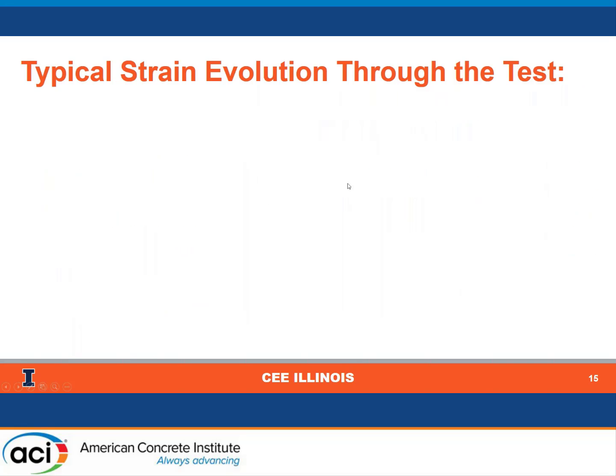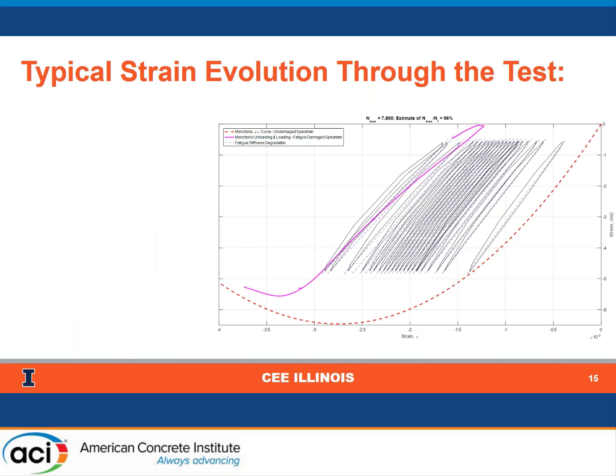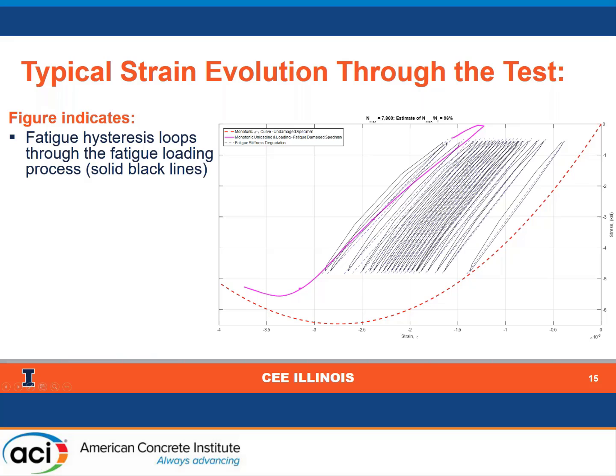With this, let's look at some results. We were obtaining strains throughout the test. This is a typical strain evolution in the strength degradation test series. In each test, we obtain the strains at some predetermined rate of data acquisition, which is shown in these solid black lines as hysteresis loops. I have been talking about secant stiffness lines. Those are shown in this plot as well by these dashed blue lines, essentially connecting the peak and valley stresses and strains.